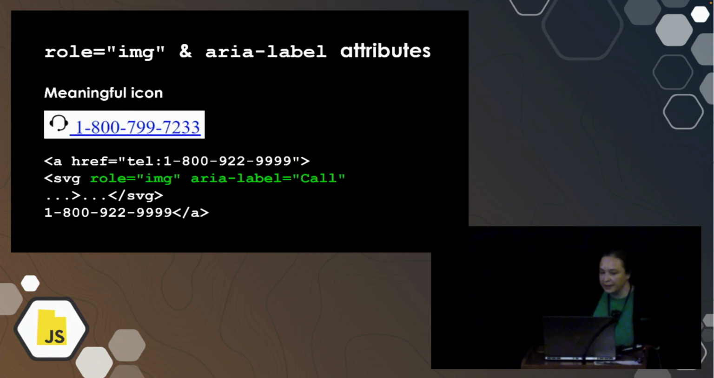If you have an inline SVG icon, like this example here, we can do a couple of things to make it meaningful, if it is meaningful. So in this context, we're going to say that this little headset icon is meaningful. And inside of our link for the telephone number, we have some inline SVG. And in order to make it meaningful, we've done 2 things. We've added a role of image so that we're saying this SVG is acting like an image. And then we're giving it an ARIA label because we have given it a role. And it's the word call. So this would get announced as call graphic 1-800-922-9999, and we'll hear that in a second.